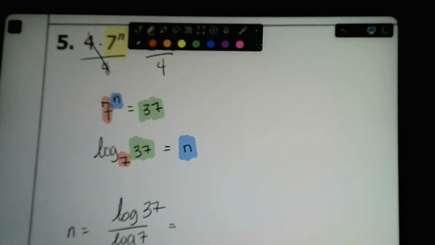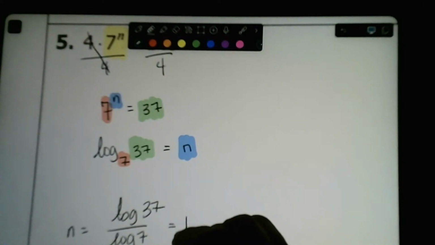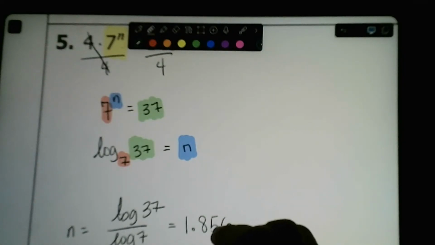Okay, so in my calculator, I am pushing the log button as soon as I can find it. There it is. And I'm going to type 37, and I'm going to close the parentheses. I'm going to hit divide, and then I'm going to press log again, and then type 7, close that parentheses. And when it's done, it gives me that n is approximately 8.56 in that area.